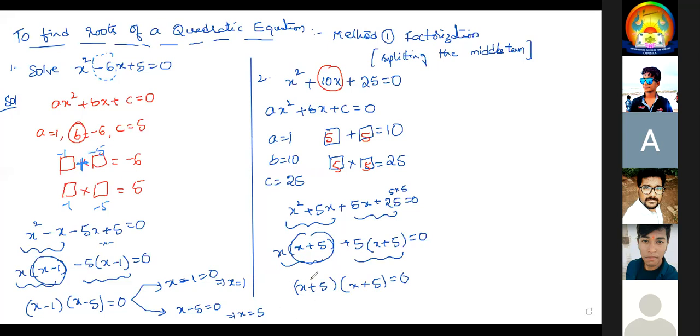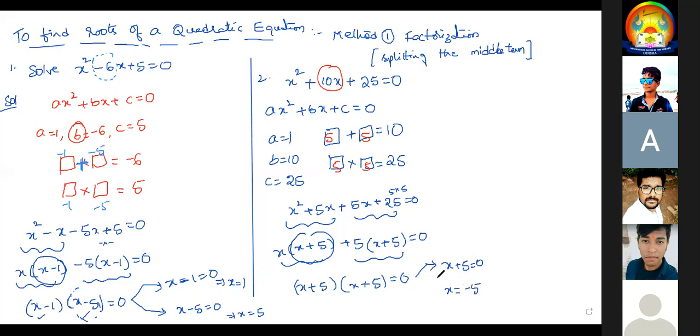Right. So x plus 5, like that we wrote. So again, two cases. But here I wrote two cases. Why? Because there are two distinct terms. Here there is a same term, so no need to write two cases. It is enough to write one case, x plus 5 equal to 0. So x is equal to minus 5.